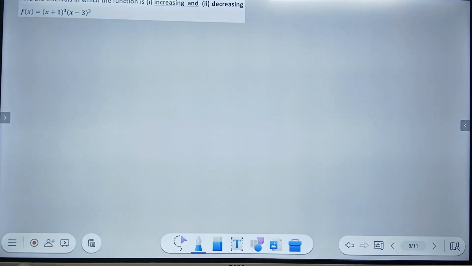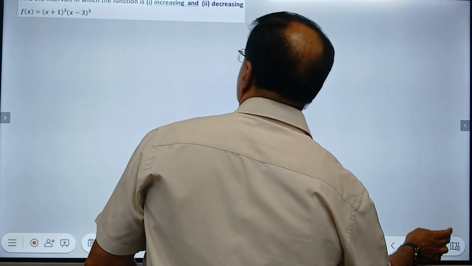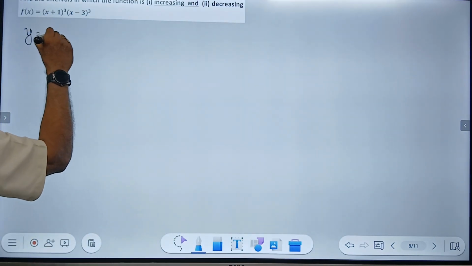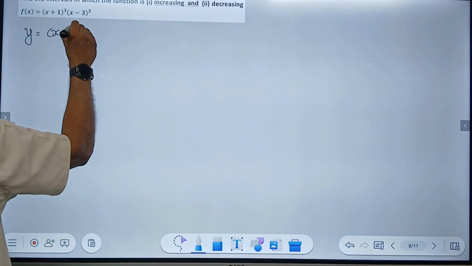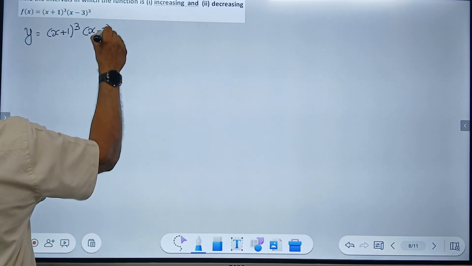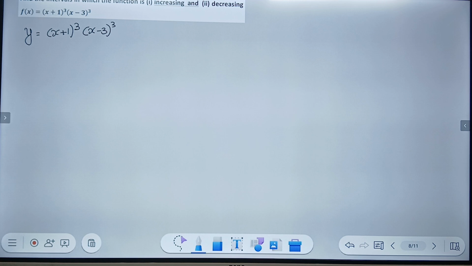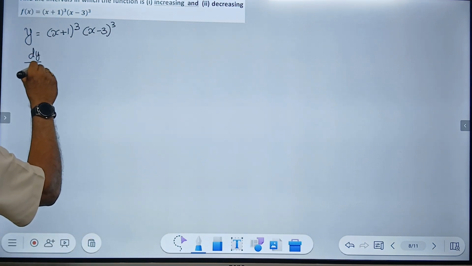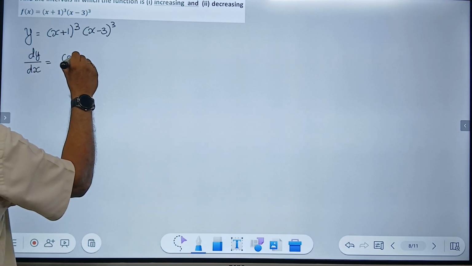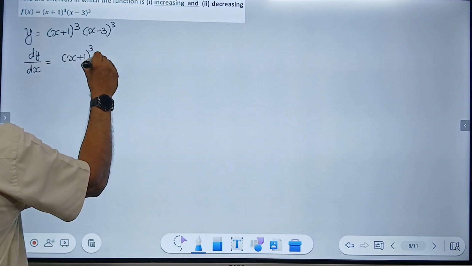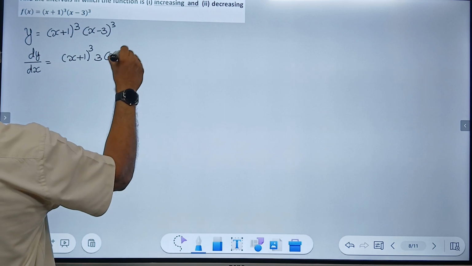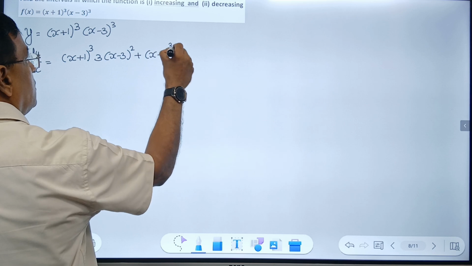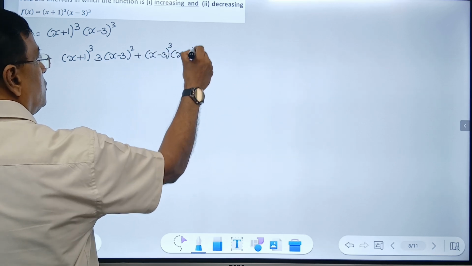Now here I will do this problem. I have y equal to x plus 1 the whole cube into x minus 3 the whole cube. Now I want to find dy by dx. How do I find dy by dx? I am going to use product rule. What is product rule? x plus 1 the whole cube, 3 into x minus 3 the whole square, plus x minus 3 the whole cube into x plus 1 the whole square with a 3.